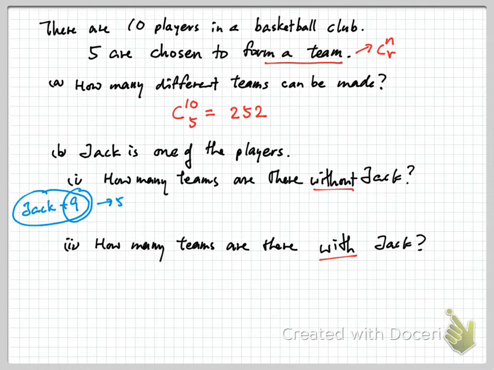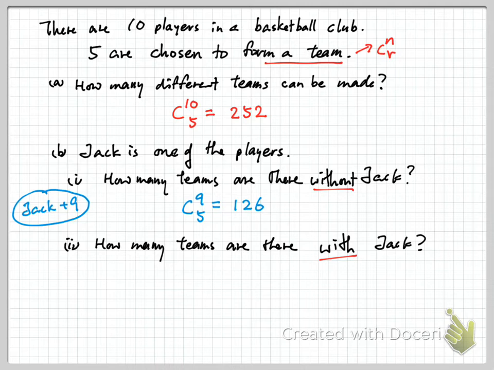Alright. To disregard Jack is to not take Jack into consideration. Altogether there are 10 players, so there's Jack plus 9 others. To choose a team without Jack, we just choose the team from the 9 players. In other words, the answer is simply 9C5. Alright. We disregard Jack and just pick the 5 players from the 9. So the answer goes to 126. This is the number of teams without Jack.